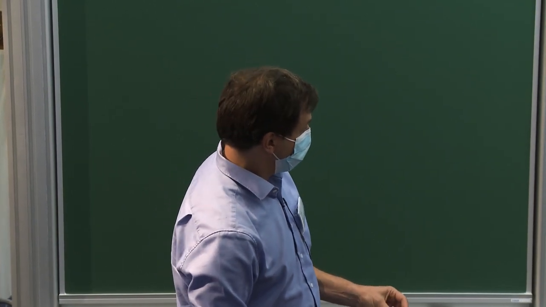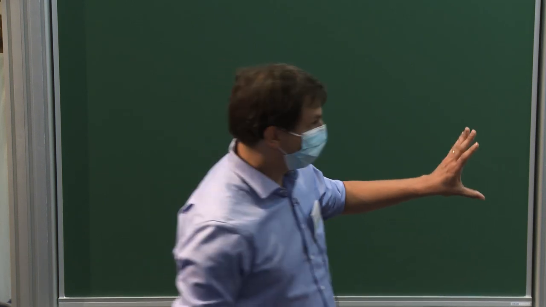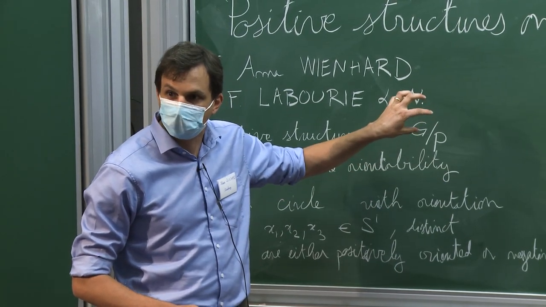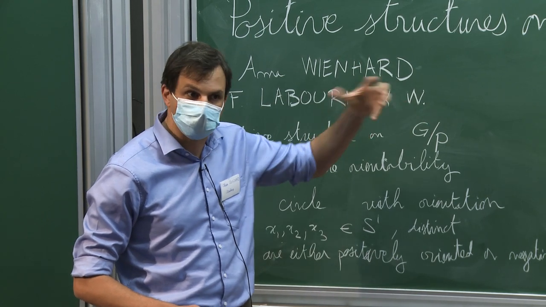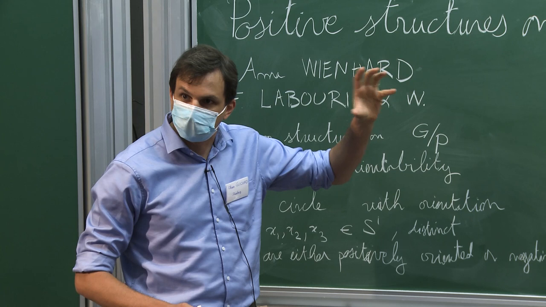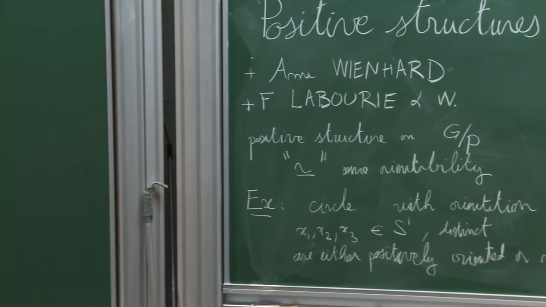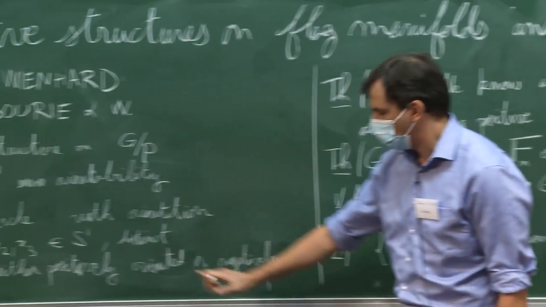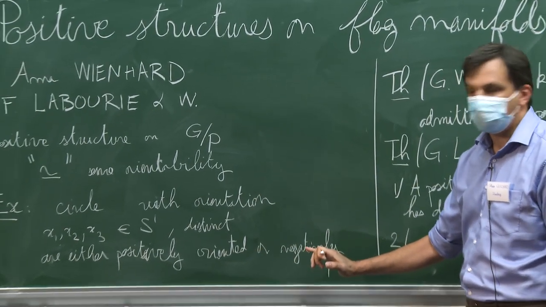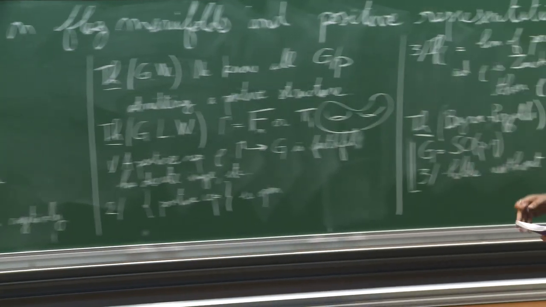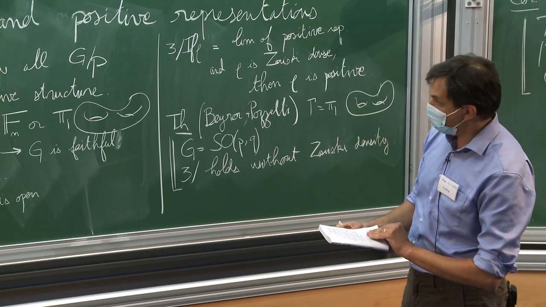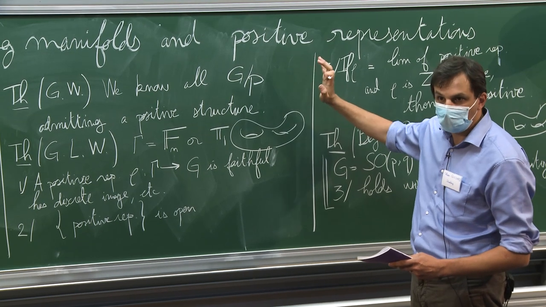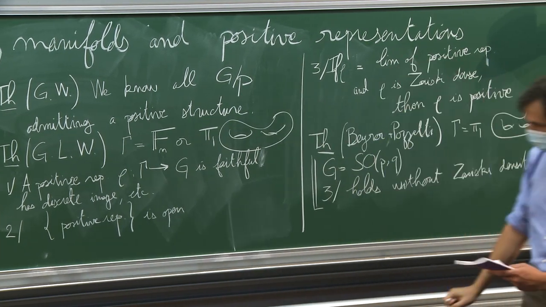to give some classical instance of flag manifolds admitting a positive structure. So a notion of triples that you want to call positive, and I will then explain what axiomatics you want for such a positive structure, and then give the classification result, and if time permits, I will give more combinatorial and algebraic properties of this positive structure.